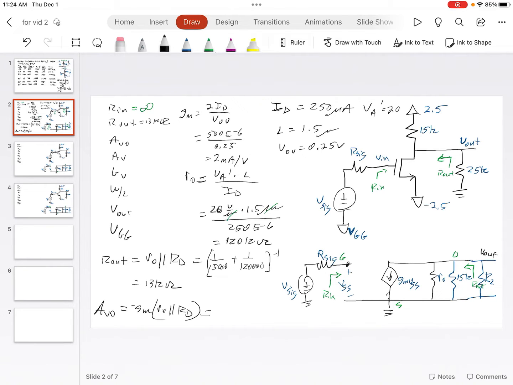So I'll just erase that so it doesn't confuse things. And if we put these values in, we've got minus gm, which was 2 milliamps per volt, 0.002, and we just found R naught parallel with RD, it's 13K ohms. So I'll multiply that out, and we get minus 27 volts per volt.